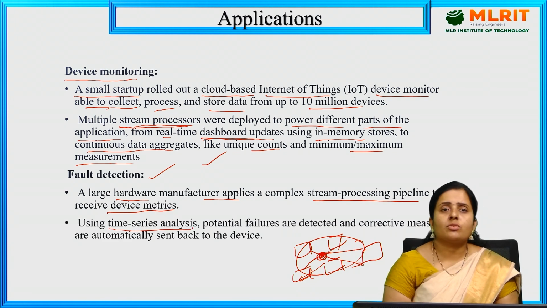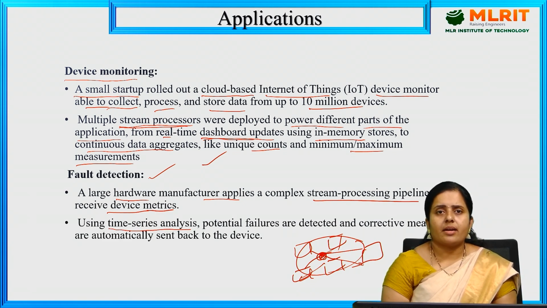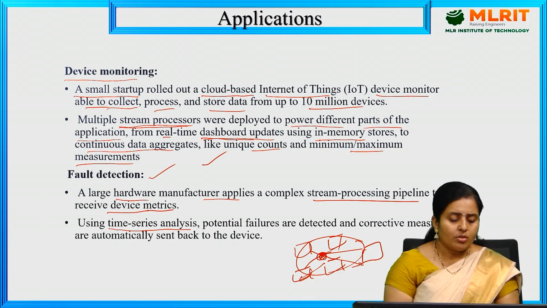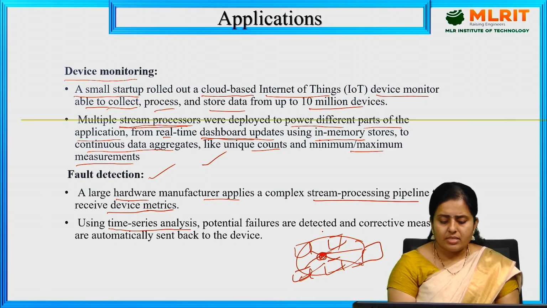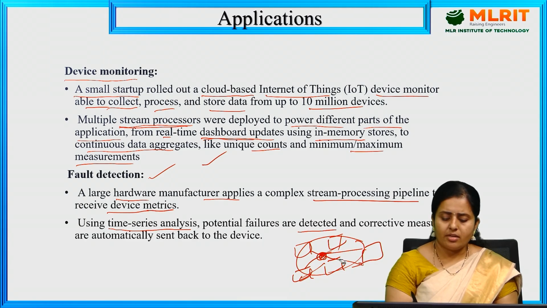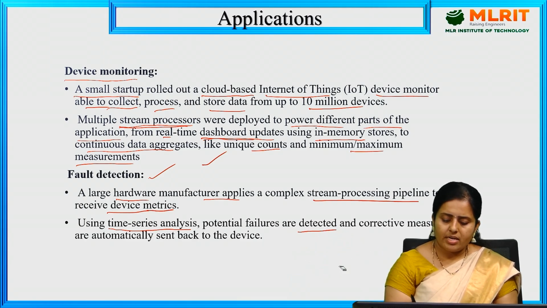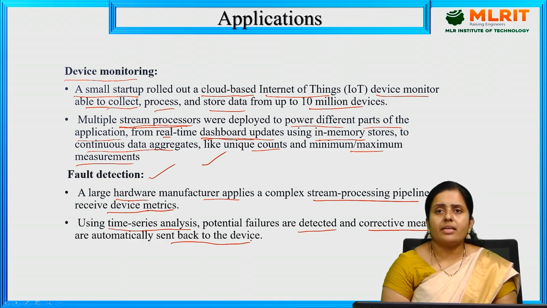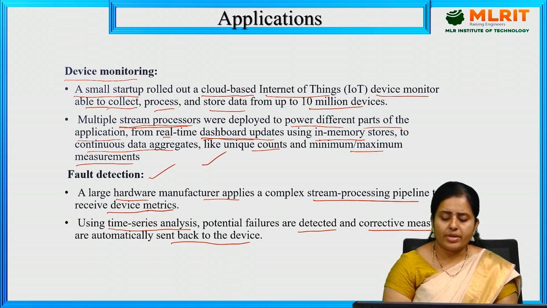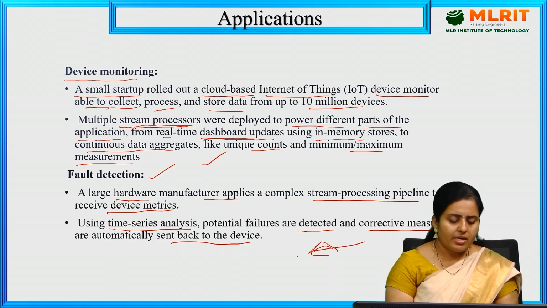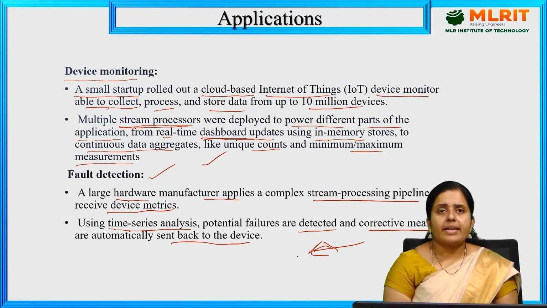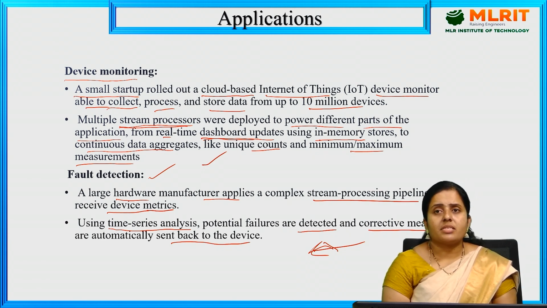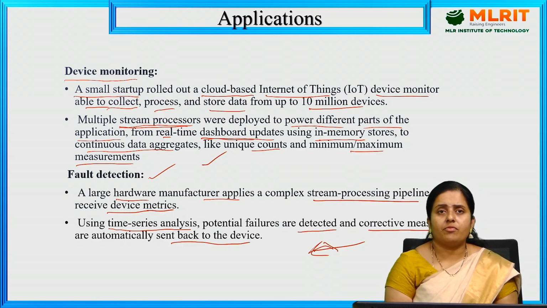As you know, based on time, how much data is going to be generated and how much data is going to be processed, through time series analysis potential failures are detected. So how many failures are happening on a daily basis across some time intervals, and corrective measures are automatically sent back to the devices. At the same time, if any failures are detected, they are corrected right then, and those measures are automatically sent back to the devices. Stream processing can help handle this kind of fault detection.